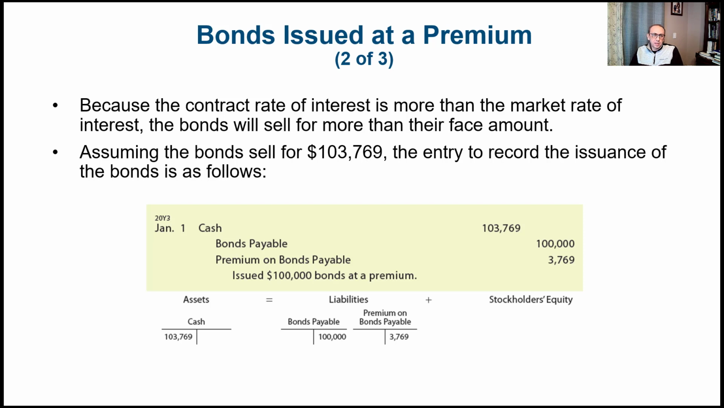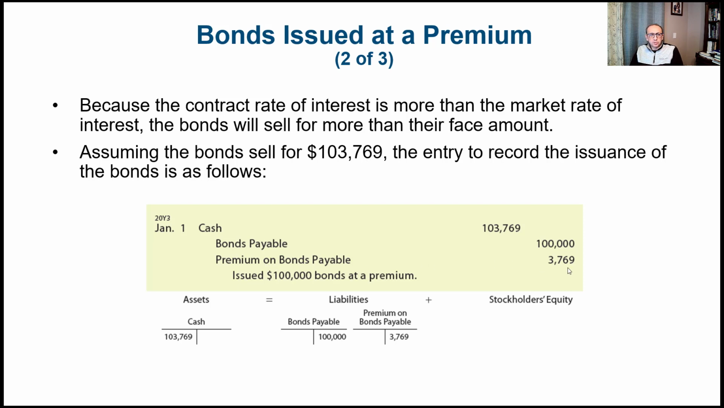And let's assume that the bond sells for $103,769. By the way, there is a way to calculate it, but for the sake of this chapter, we're not going to focus too much on this. It's going to be given to you. The entry to record the issuance of the bond would be as follows. We're going to debit cash for the full value, the $103,769. We're going to create a liability for the bonds payable by crediting bonds payable for $100,000, and the difference would be credited to premium on bonds payable.